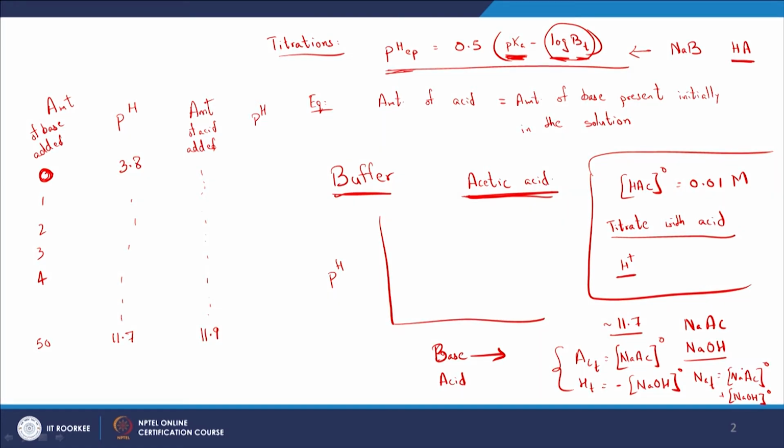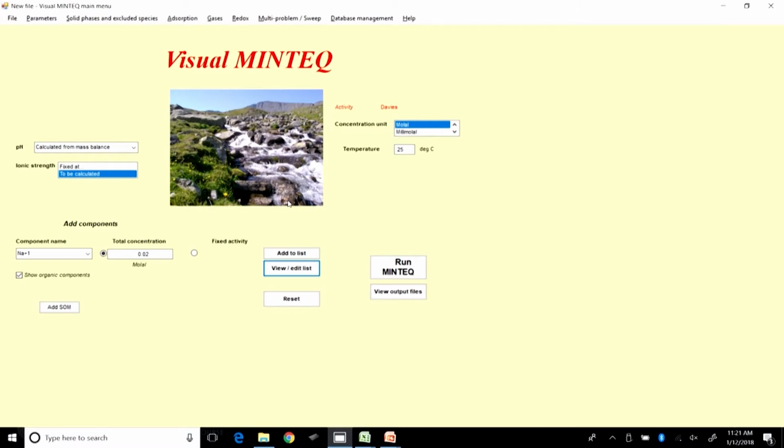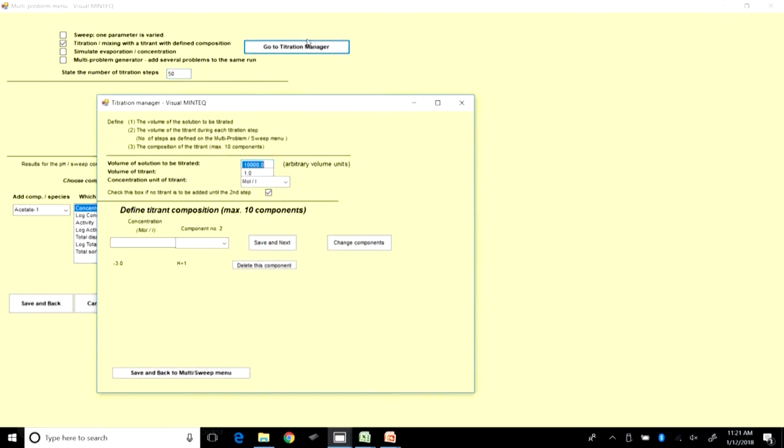So let's go back to where we are, list of components. These are the relevant components here. Back to main menu and multi problem and sweep. So I am going to still stick with 50 titration steps, and I am still only going to look at pH. But in the titration manager, where earlier we added a base, that is what -3 indicates, we need to add an acid now. So to be able to have a comparable graph, I am going to keep the concentration of acid the same and all the other units the same, right.